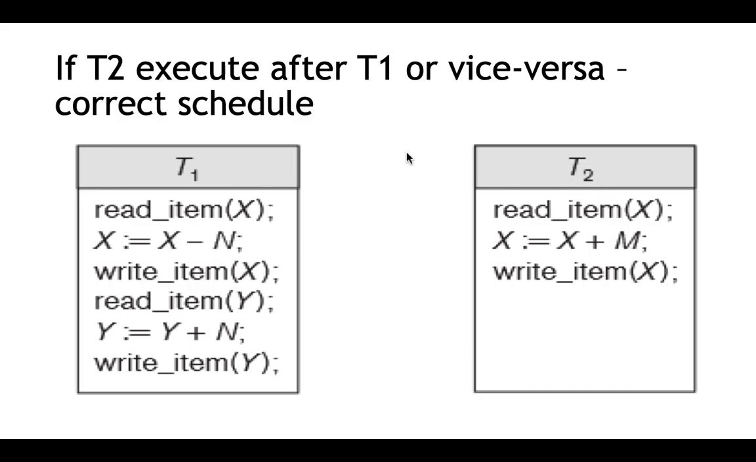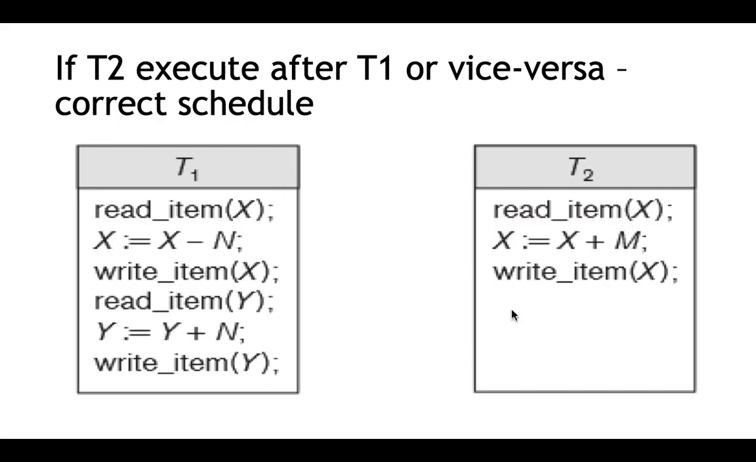Imagine there are two transactions. In T1, the operations are: we read the item X, we reduce N from that, and that is updated by doing the command write item X. We read item Y, add the N that was reduced from X to Y, then write item Y. So this is one transaction. Another transaction is where we are reading X and adding M to that, and we are updating that X by write item X.